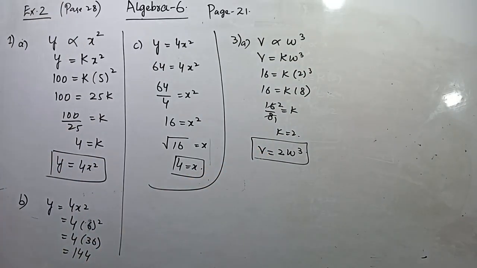This is part A. Now B is very easy. You need to substitute the value of W. Now you can see the C one.